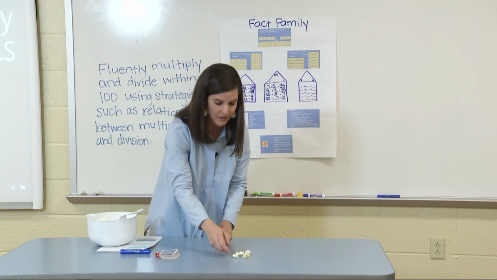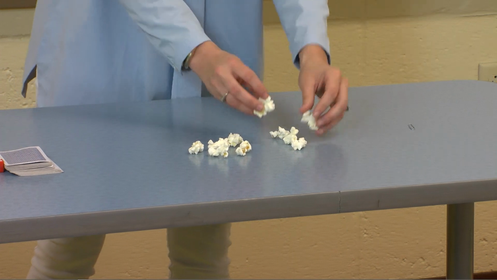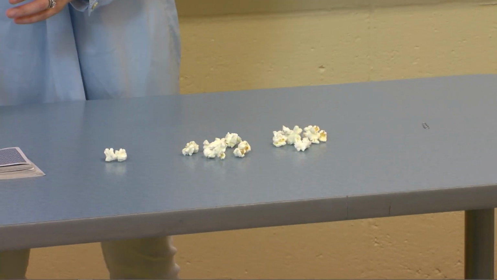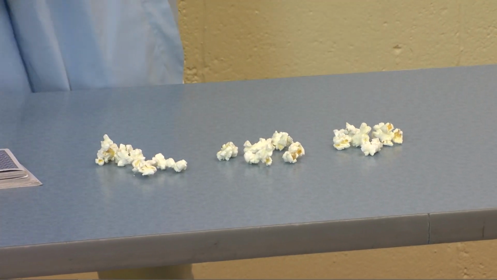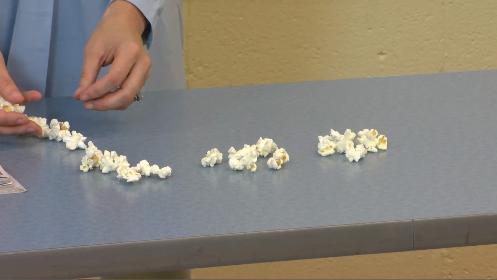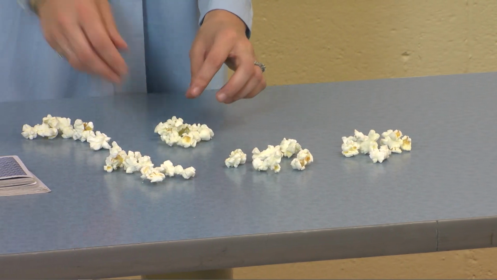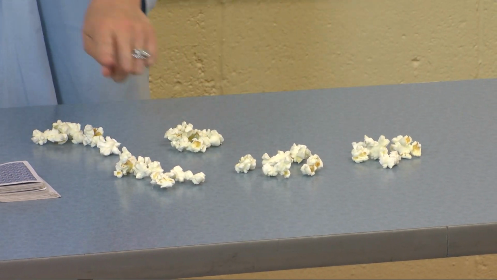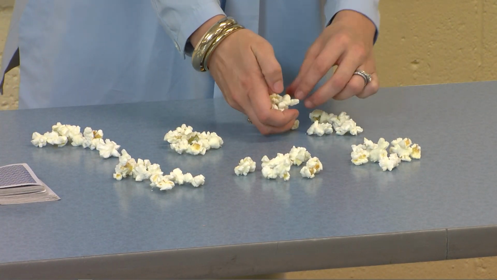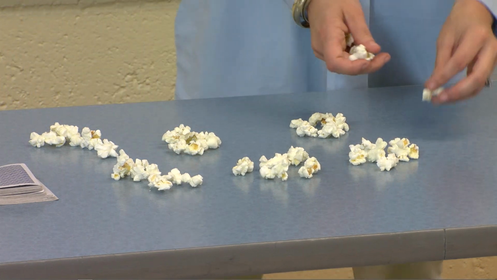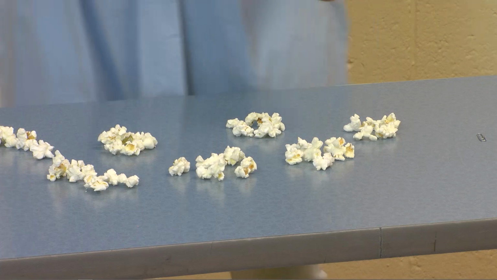So 1, 2, 3, 4, 5. 1, 2, 3, 4, 5. 1, 2, 3, 4, 5. And so on, counting out groups of 5. There's my 6th group. I need 1 more because I needed 7. 1, 2, 3, 4, 5.